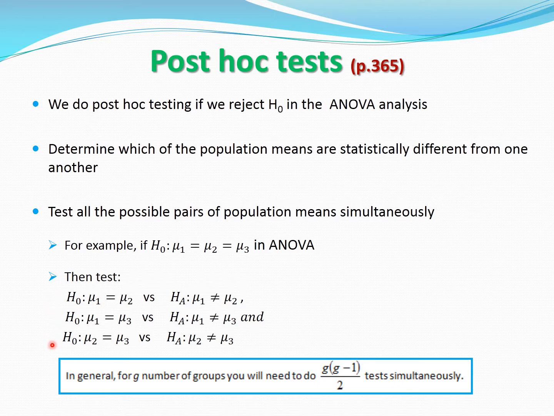In the null hypothesis, we state that our population means are equal, and in the alternative hypothesis that our population means are not equal. If you have 4 groups, for instance, then you will have 6 tests. Since 4 times 3 divided by 2 will be 12 divided by 2, so that will give you 6 tests. So you will test population mean 1 against 2, 1 against 3, 1 against 4, 2 against 3, 2 against 4, and 3 against 4.